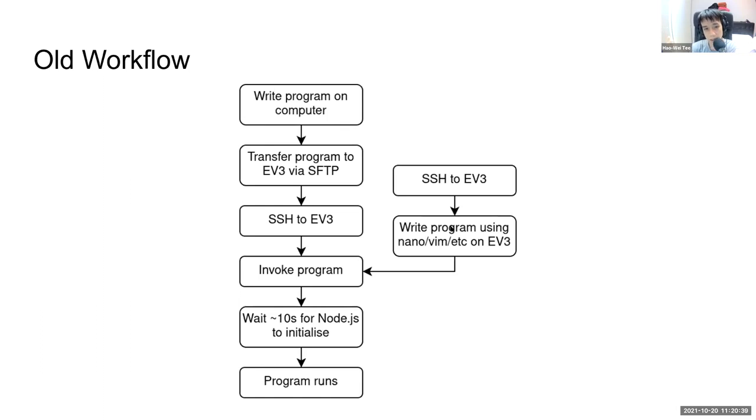So after getting the programs onto the EV3, they had to execute them over the shell, over SSH. And after entering the command to run the program, they would have to wait for about 10 seconds for Node.js to actually initialize before the program actually started running, right? And because robotics inherently involves a lot of trial and error, especially when optimizing threshold values for sensor readings and things like that, this just made the whole development experience quite frustrating.